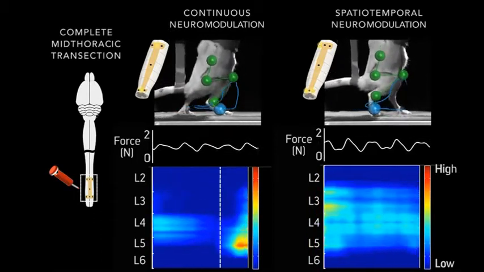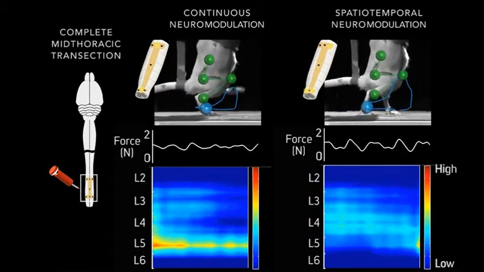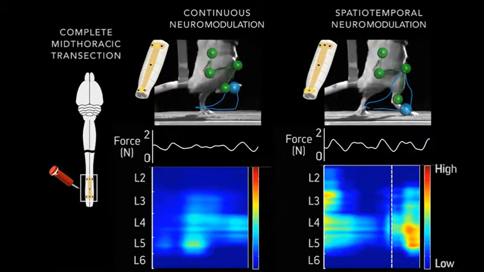Spatiotemporal neuromodulation reproduced the map of motor neuron activation recorded in intact rats, which enhanced the vigor and extension and flexion components of both hind limbs.